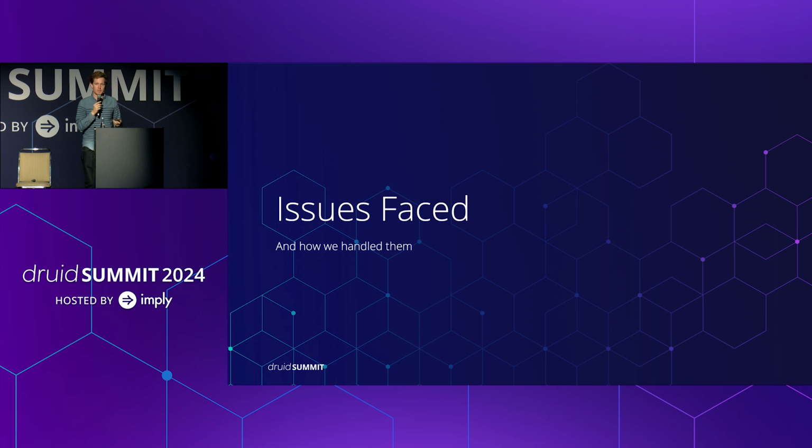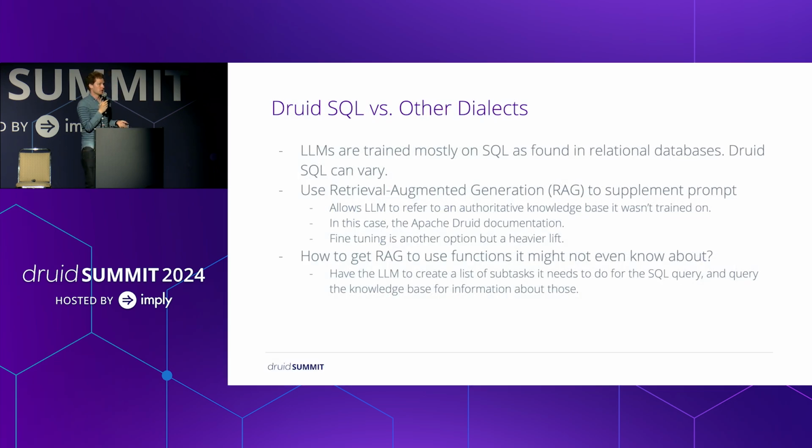So I ran into a bunch of other issues that I couldn't really solve directly with just making the prompt better. One of the issues I ran into is that Druid SQL is not every single other SQL dialect. Most LLMs are trained on relational database SQL, and Druid SQL can vary differently from that in and of itself. So in order to get past that, I used retrieval augmented generation, otherwise known as RAG, to supplement the prompt. It allows the LLM to actually get informative, authoritative data itself to enhance its prompting and enhance its queries to give you a better result. In this case, I just used AWS's Bedrock knowledge bases to more or less web crawl the Druid documentation, and it worked great and I was able to get that information in really quickly.